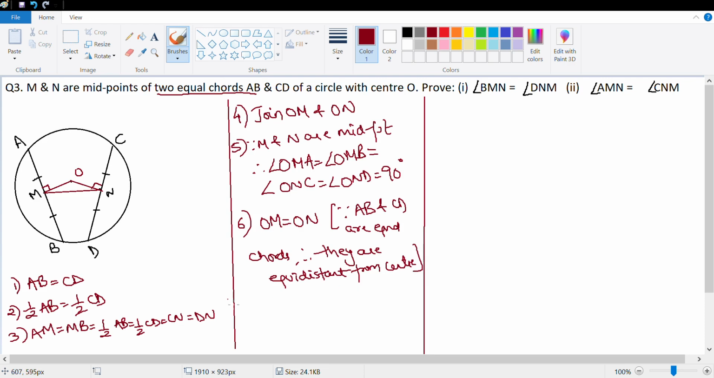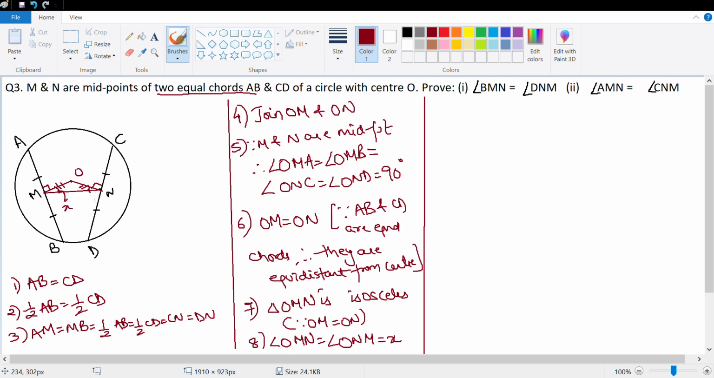Done. So we've got this now. Basic things here. We need to figure out the angle. Okay, so triangle OMN is isosceles because we had OM equal to ON, which means since OM is equal to ON, angle OMN is equal to angle ONM. Let's take this to be X. So this small angle here is X and this small angle here is X. This big angle is 90, this big angle is 90. So let's just subtract and see what do we get.